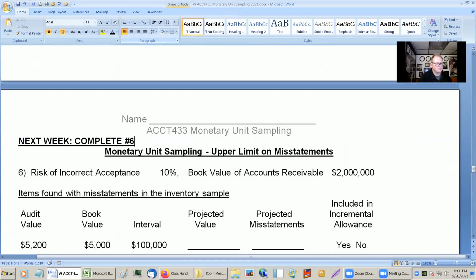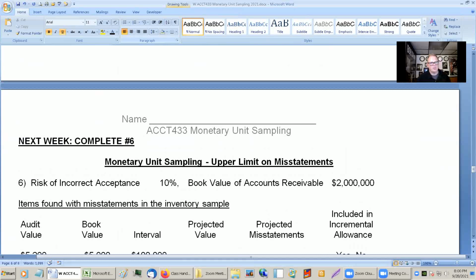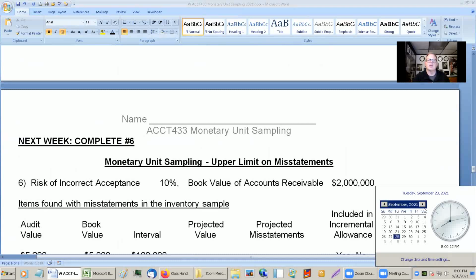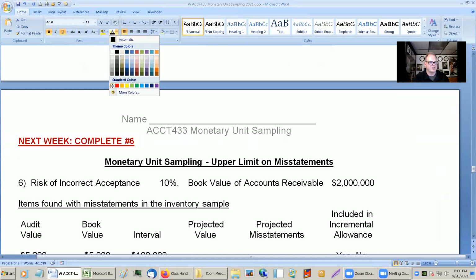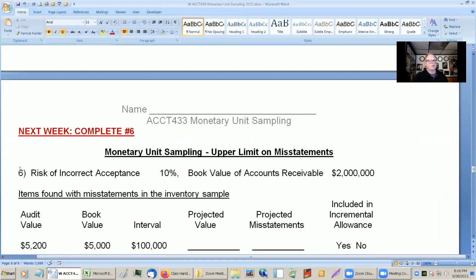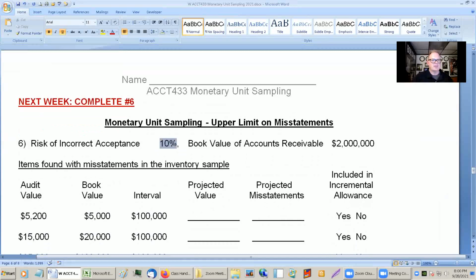What's the deadline to turn it in? It will be a week from next week, probably the 15th. You'll have time to do it. So next week, complete it, and we'll go over it, but try it on your own. It makes a difference. So complete this one. Now be careful a little bit. It's not 5%, it's 10%.